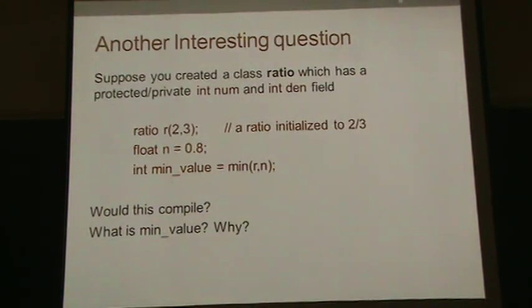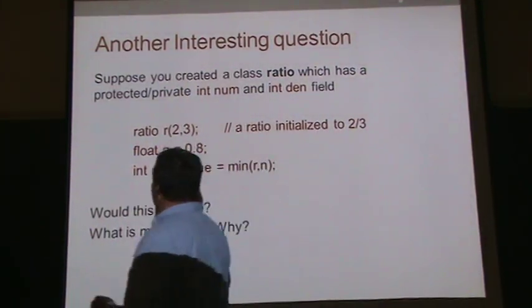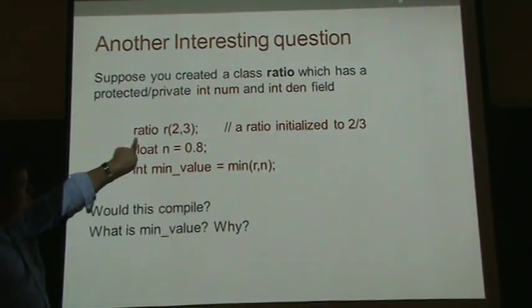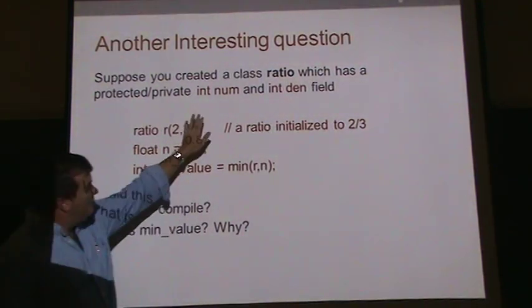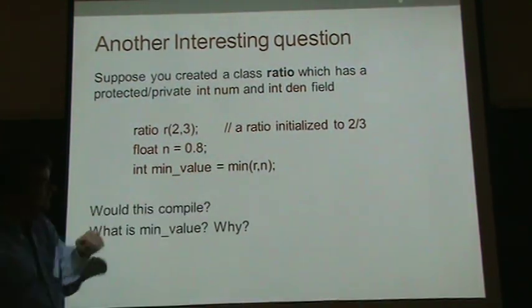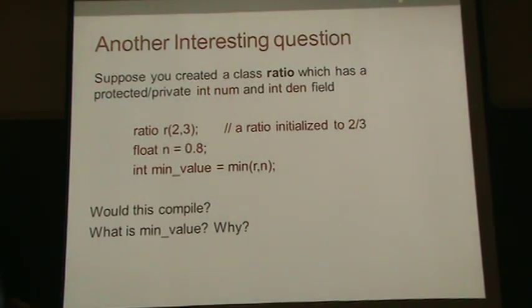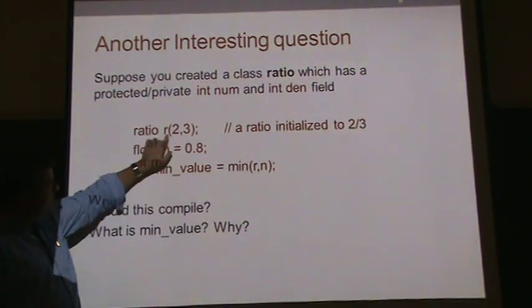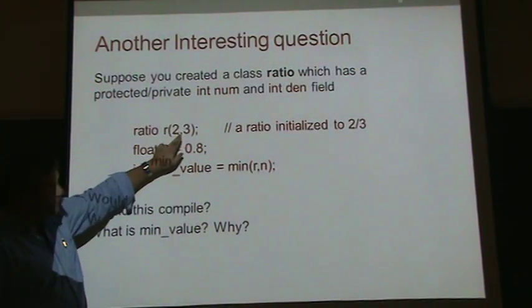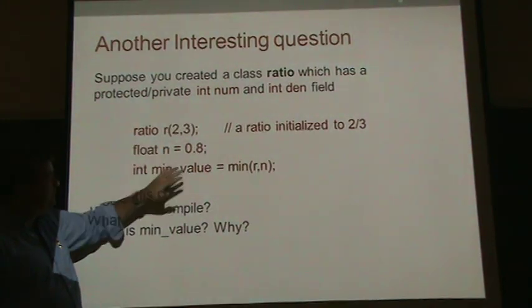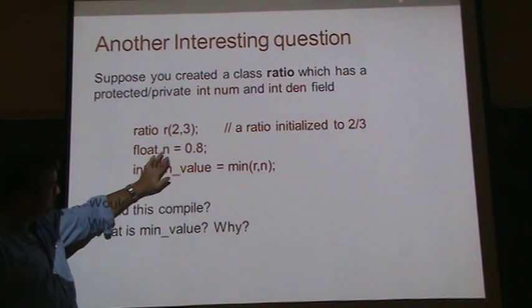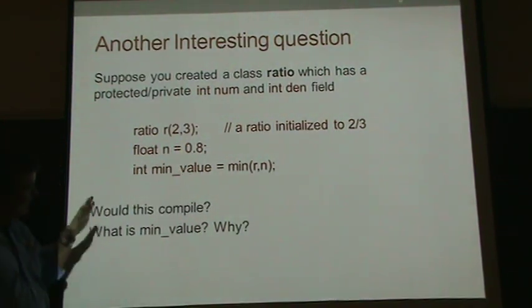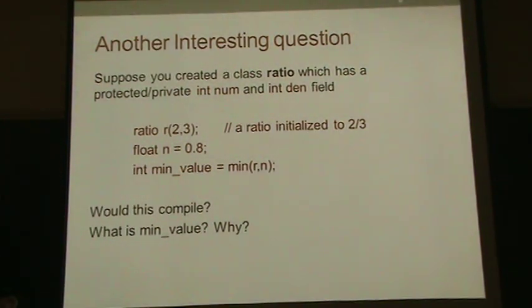Okay, and suppose, like we had talked about a couple classes back, suppose we made our own class called ratio. And if you remember, our ratio had a numerator and a denominator in the private or protected field. And we created a constructor that would write the parameters to the ratio. So this is a ratio of 2 divided by 3. And here's a floating point of 0.8. And now suppose we call min.